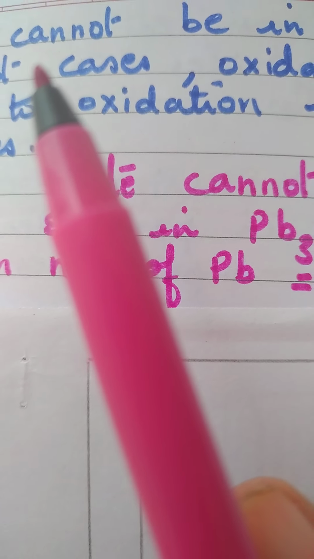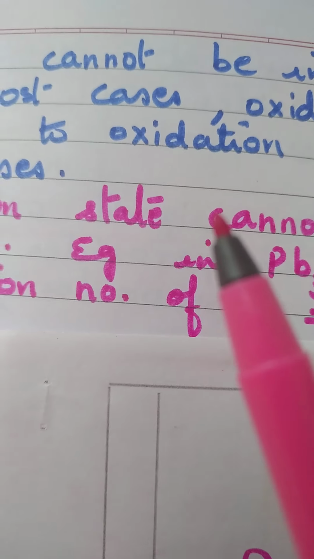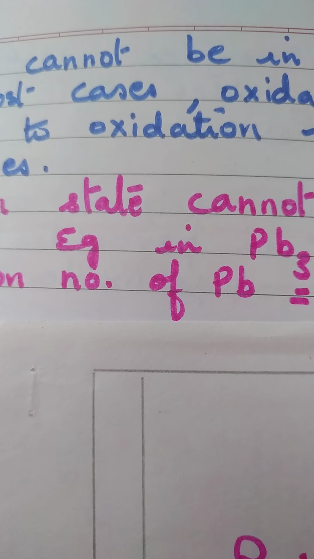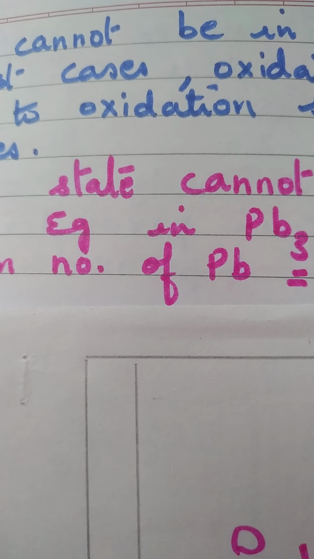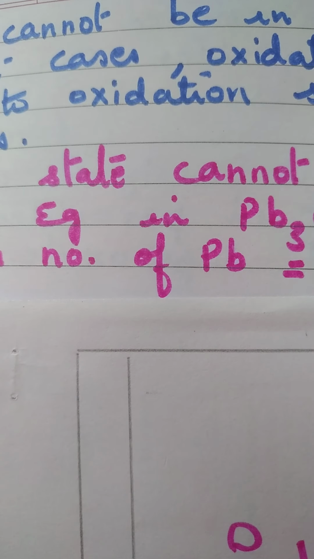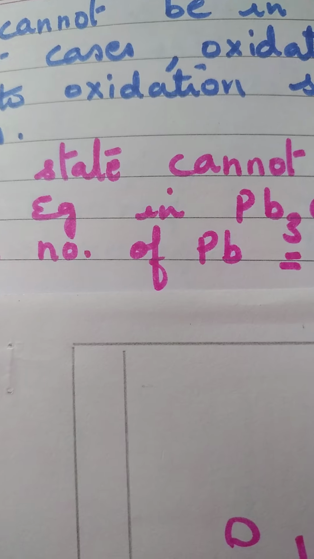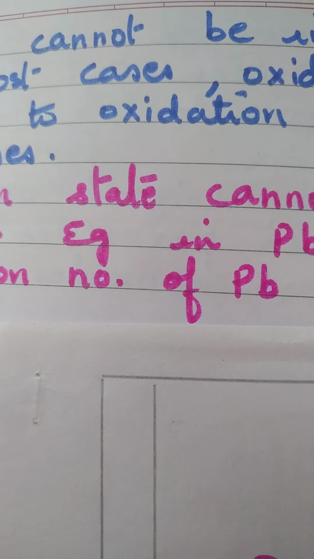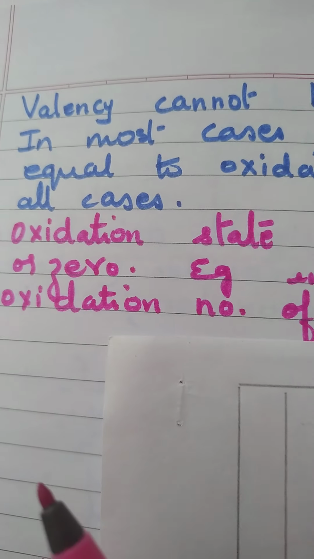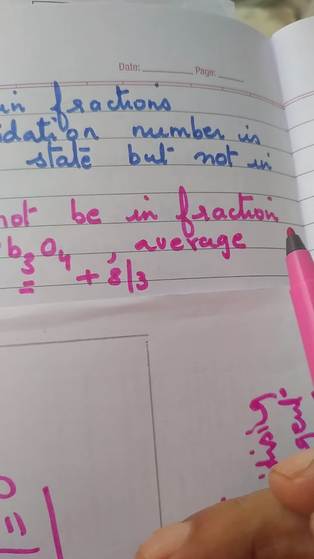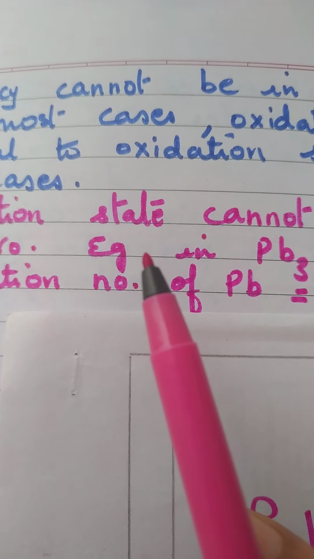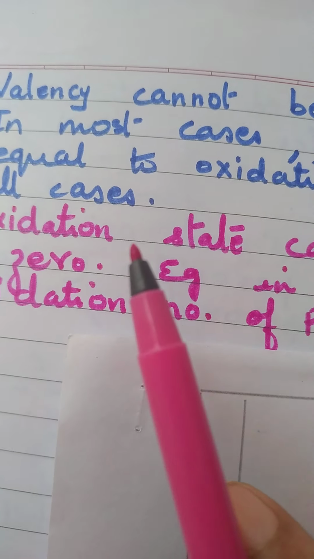For a simple reason, an electron cannot be lost, gained or shared in fraction. But oxidation number can be in fraction, because if there are 2 or 3 carbon atoms or 2 or 3 oxygen atoms in a compound, it is not necessary that all of them will have the same oxidation number. We will then take the average of all the oxidation numbers. Now oxidation state cannot be in fraction or zero.